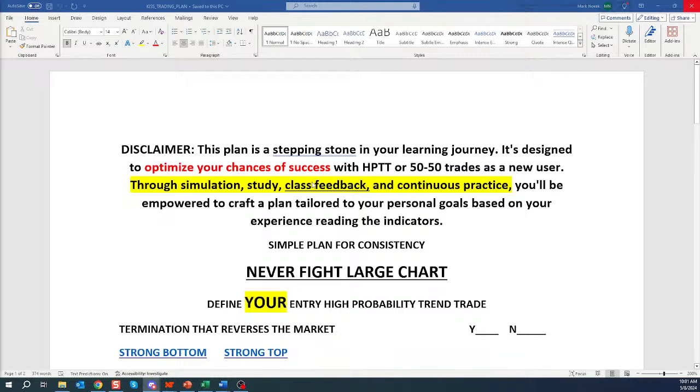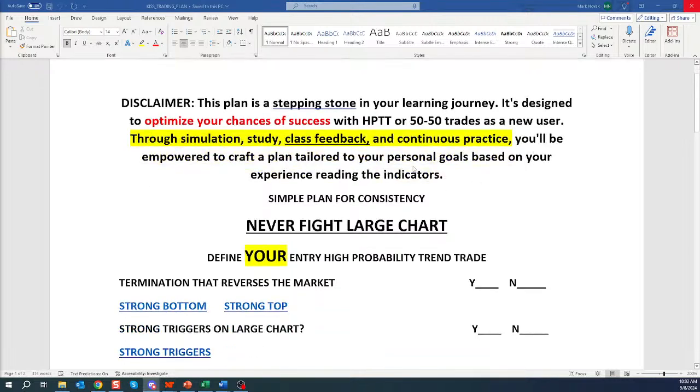You're going to create your own plan. And you're going to see trades that are not high probability trend trades in here. And I'm going to tell you right now, they are all derivative of the study done on the high probability trend trade. Every one of the trades that you see in this room that are outside of high probability trend trades are in some way a byproduct of the knowledge gained from learning the high probability trend trade, guys. So you're going to create your own plan.